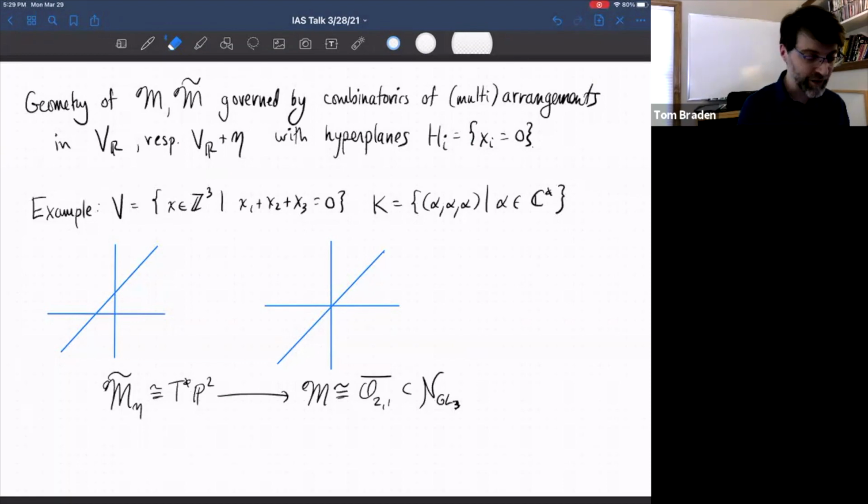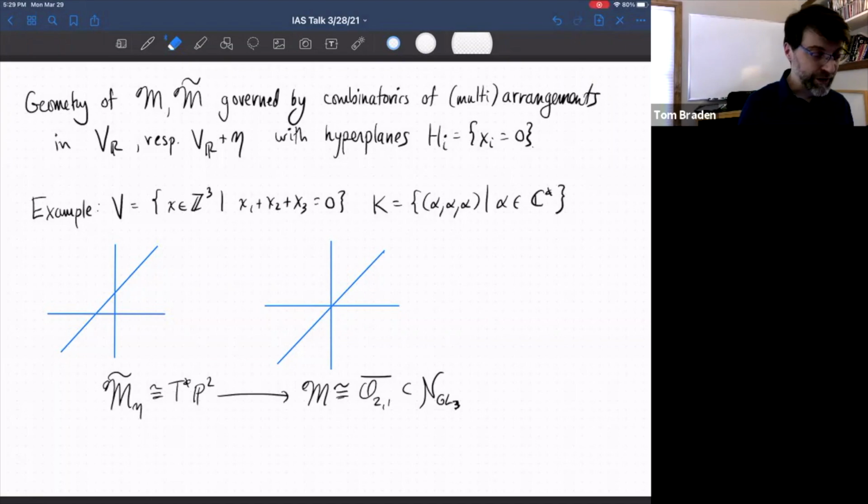And just a basic example, if you take x1 plus x2 plus x3 equals 0 for my V, then the torus that you're quotienting by is a one-dimensional torus, the diagonal torus in (C star) cubed, and your varieties end up being, well, the smooth one is the cotangent bundle of P2, and then the singular one is the contraction of the zero fiber of that, which ends up being the closure of a nilpotent orbit in GL3.